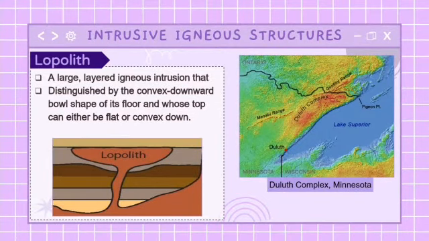The next one is lopolith. So, a lopolith is a large, layered igneous intrusion that is distinguished by the convex downward bowl shape of its floor and whose top can either be flat or convex down. So, if the laccolith earlier was mushroom-shaped, this lopolith has its dome going downward. Its shape goes down. The top can be convex down or flat. An example of this is the Duluth Complex in Minnesota. If you look at it, it curves downward.